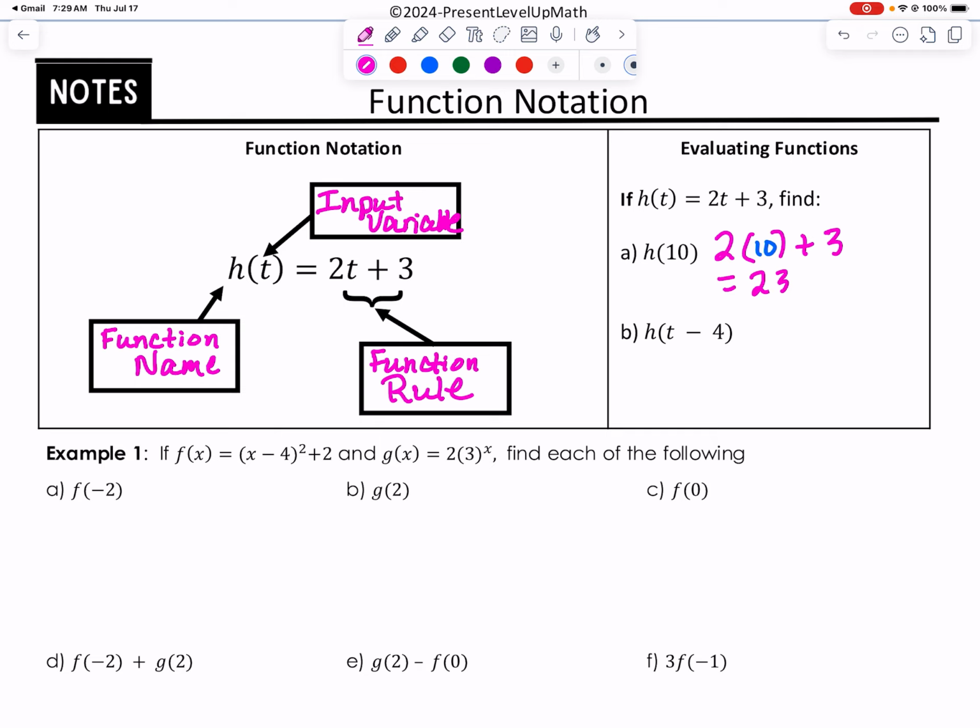Now, in this course, sometimes you'll be given expressions to plug in for your input variable. So we'll work that the same way. We'll have 2, replace the t with parentheses, then plug in whatever they're giving you. In this problem, t minus 4 is our input, and then we'll simplify that. So using the distributive property, 2t minus 8 plus 3, and then combine like terms. So 2t minus 5. So you're not always getting just a number. Sometimes you're getting an algebraic expression when you evaluate functions.